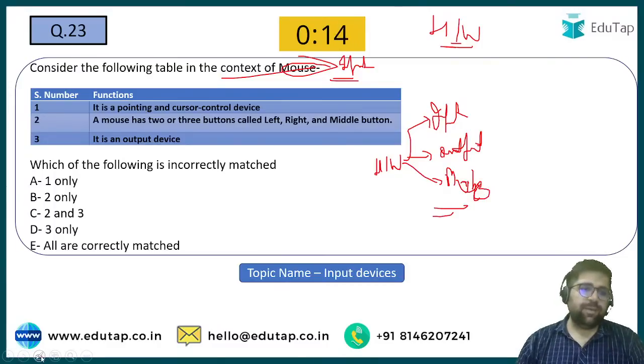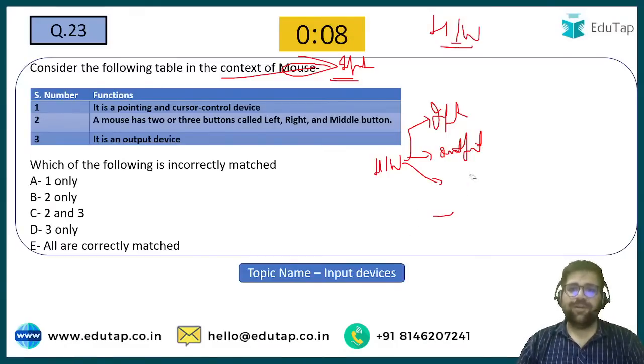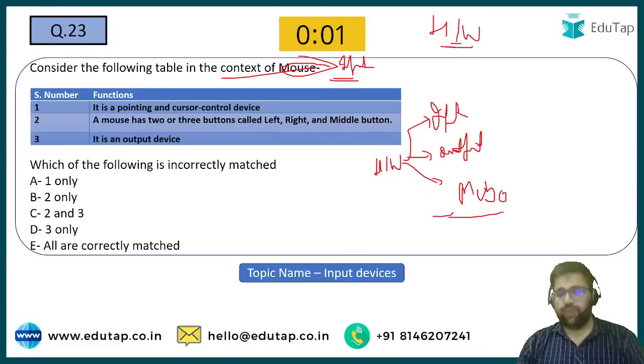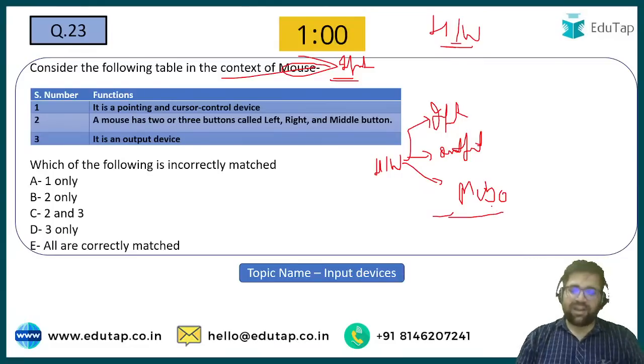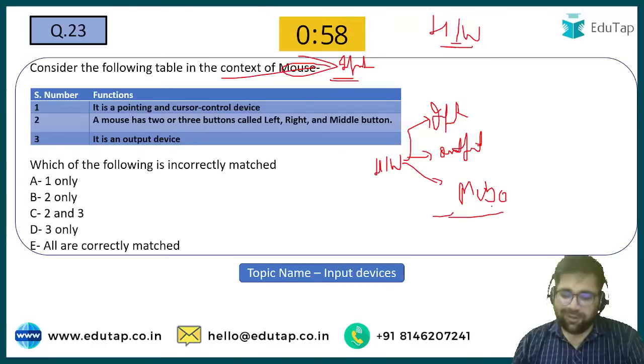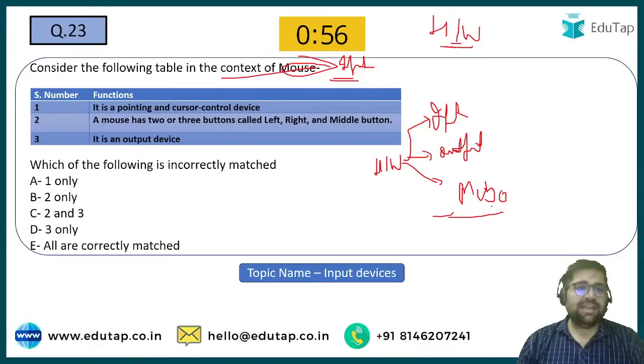Please attempt this question. By then, I will just correct my spellings. Motherboard is abbreviated as MOBO, and this I learned in my live classes, when students write motherboard as MOBO. Option D is incorrectly matched. Let me see which of the following is correct.